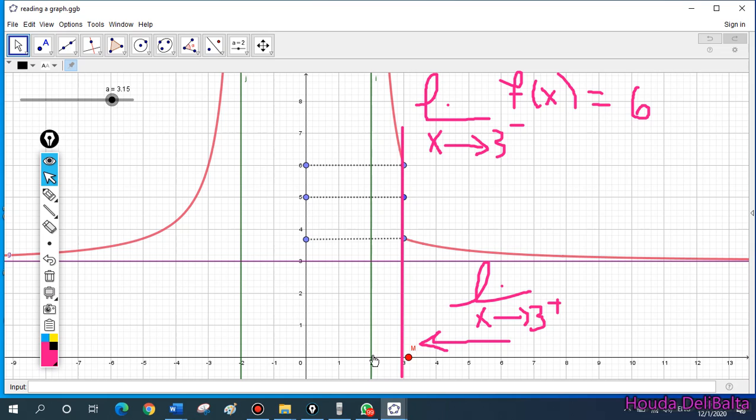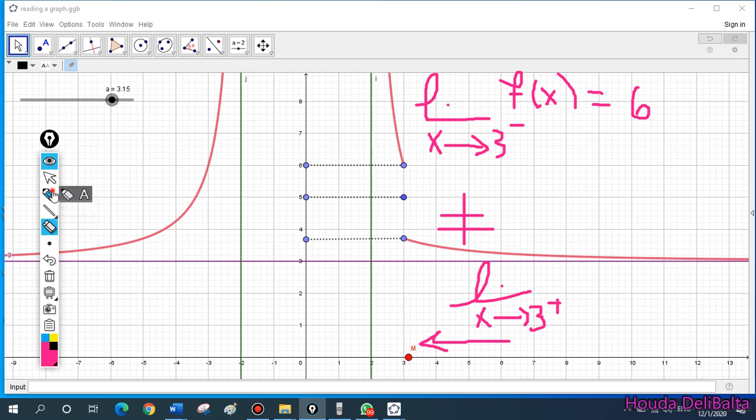The limit as x tends to 3 minus is 6, while the limit as x tends to 3 plus is something between 3 and 4 and not 6. So the limits here are different. Okay, then definitely we say that this curve is discontinuous. That's proving it discontinuous.